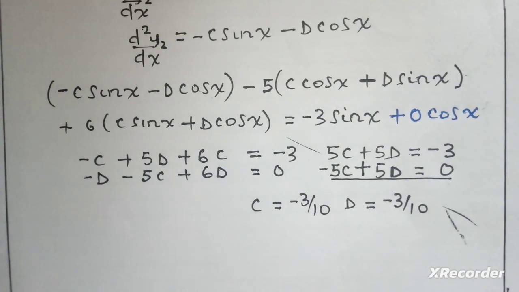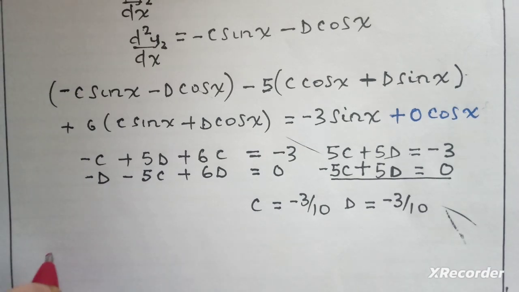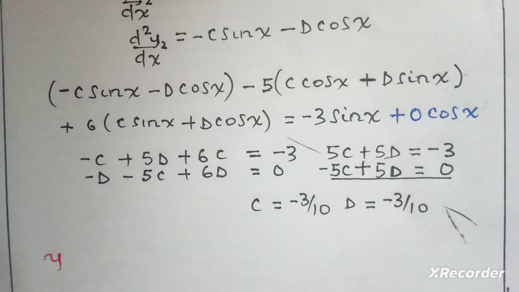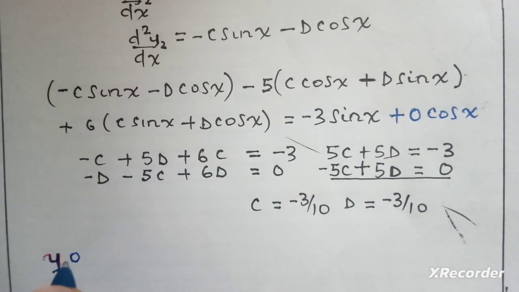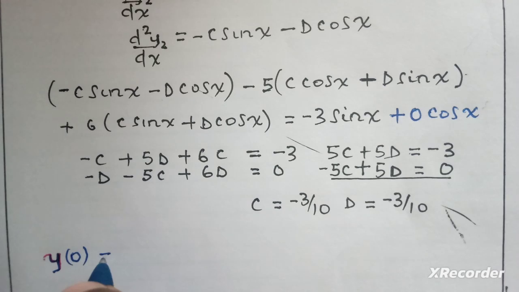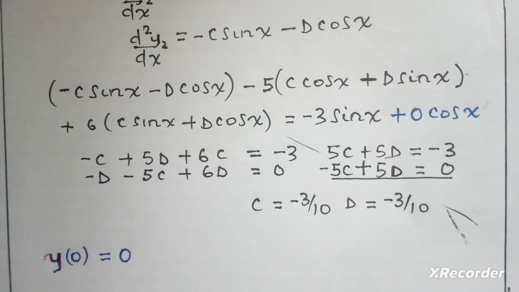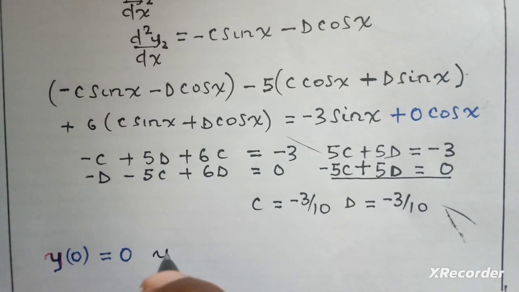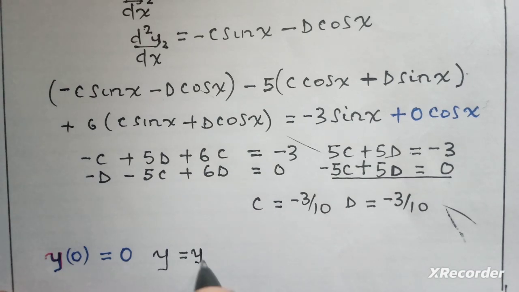Now we go to our conditions. Our conditions that were given there were like this. y, let me write with this, y of 0. This one we found out that it was 0. And guys, we know that our y is supposed to be given by y is equal to y1 plus y2.